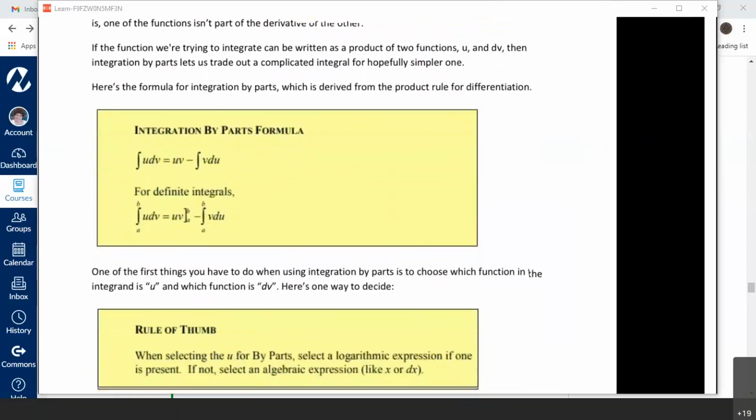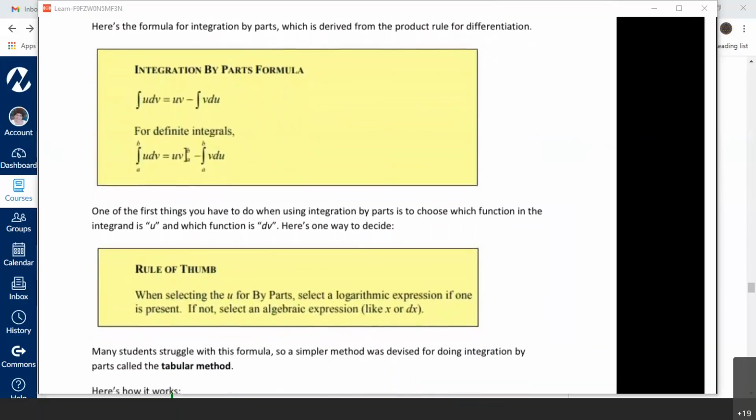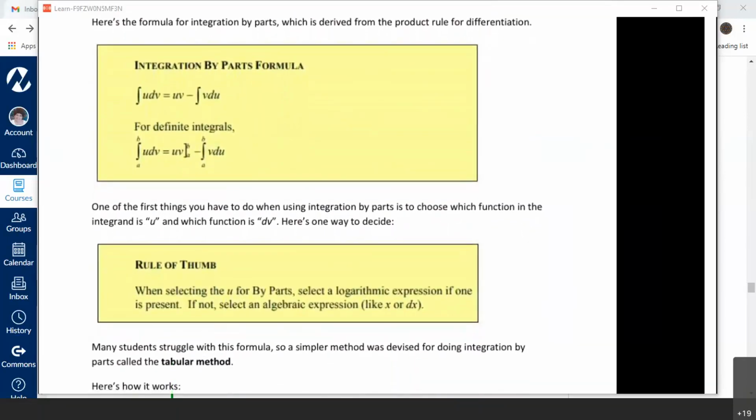So again, this is the way that most calculus teachers show integration by parts. Here's your given integral. It's a product of the function u and dv. And when you integrate by parts, the first step is to multiply u and v together and then subtract the integral of v du.